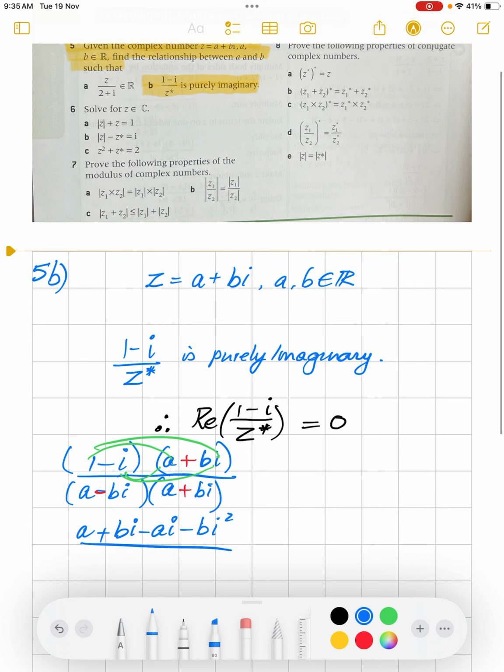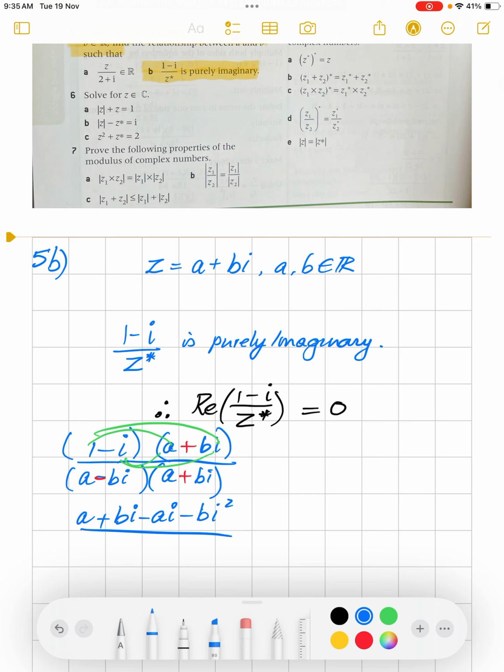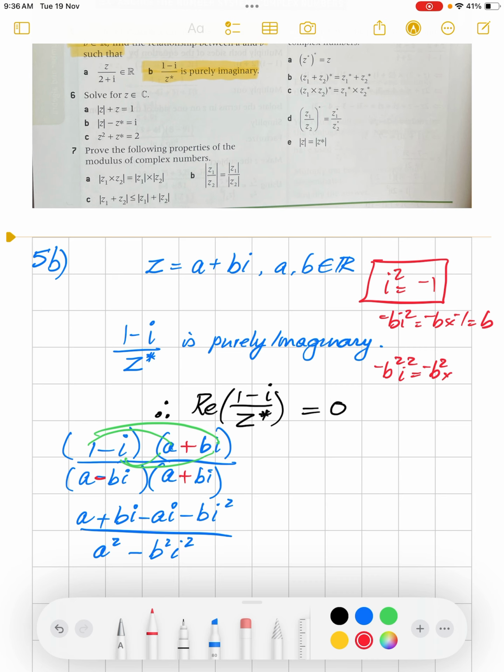That's the numerator. The denominator is the difference of 2 squares, so it's a squared minus bi times bi, which is b squared i squared. All right, let's replace our i squareds, because i squared is in fact negative 1. There is a negative b i squared there, so negative b times negative 1 can be replaced with b. There's also a negative b squared i squared, so that can be replaced with negative b squared times negative 1, which is positive b squared.